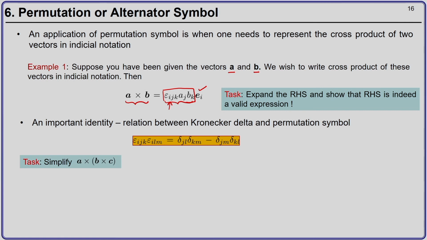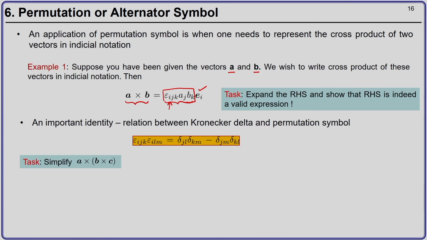Okay. So, that is a task for you. You expand the right hand side and show that the right hand side is indeed a valid expression. If you do this, you will come to know and appreciate how indicial notation helps you to write very long expressions concisely.